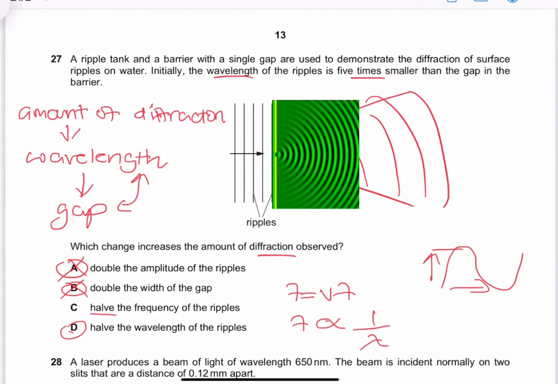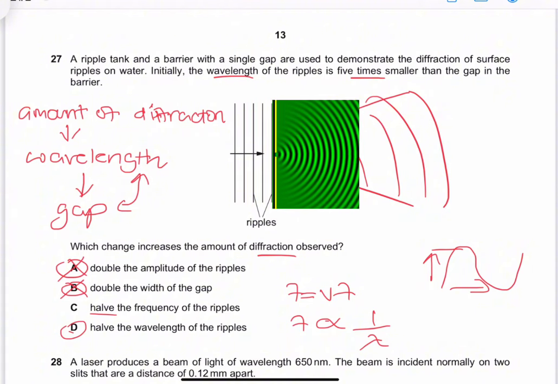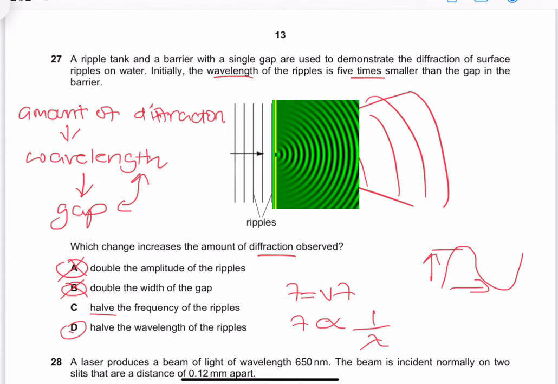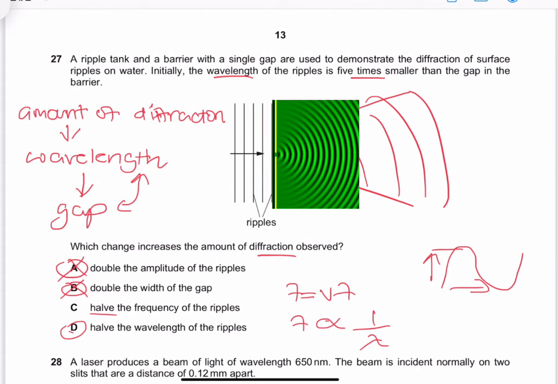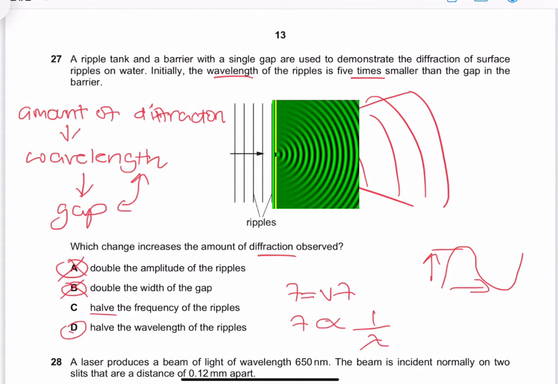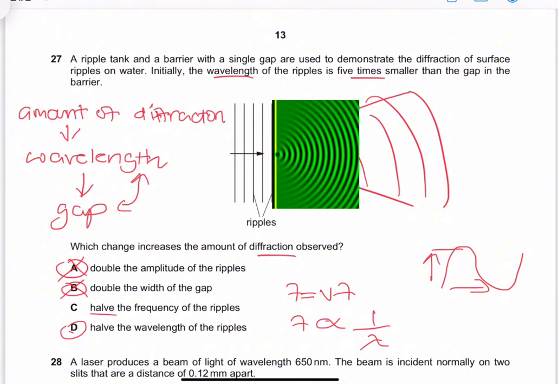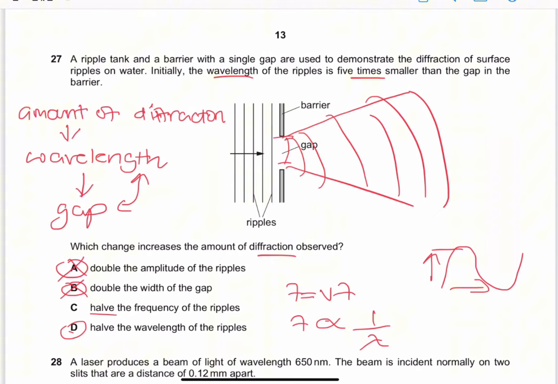So if I halve the frequency, it means I have to also double the wavelength, right? So my wavelength is now being doubled, meaning I now have a great amount of diffraction because my wavelength and my gap are almost identical. Very important. So remember, the wavelength and the gap are related. If they are close to each other, the amount of diffraction is greater. If the wavelength is too small compared to the gap, very little diffraction occurs.